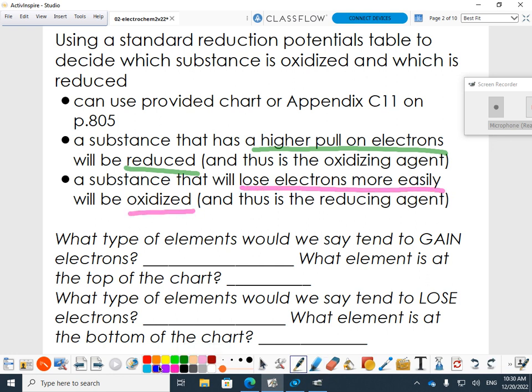And that can help us use the chart. So maybe even your grade 10 selves, if I asked you what kind of elements gain electrons in a very, very general sense, what kind of elements gain electrons? Good. Write that down.